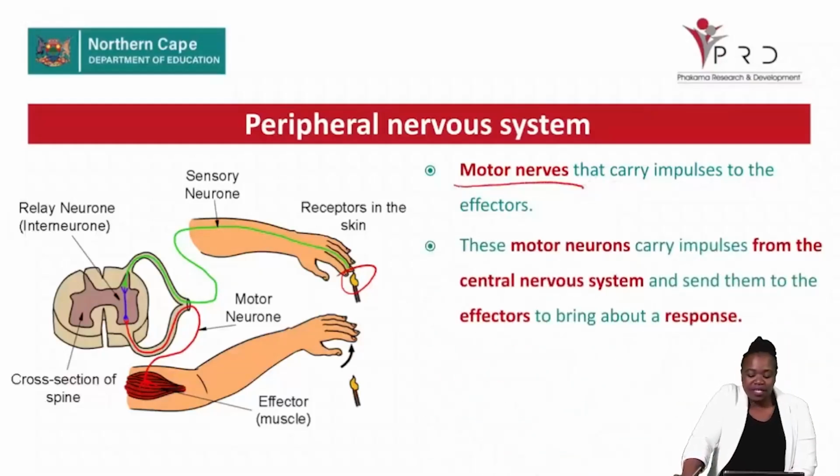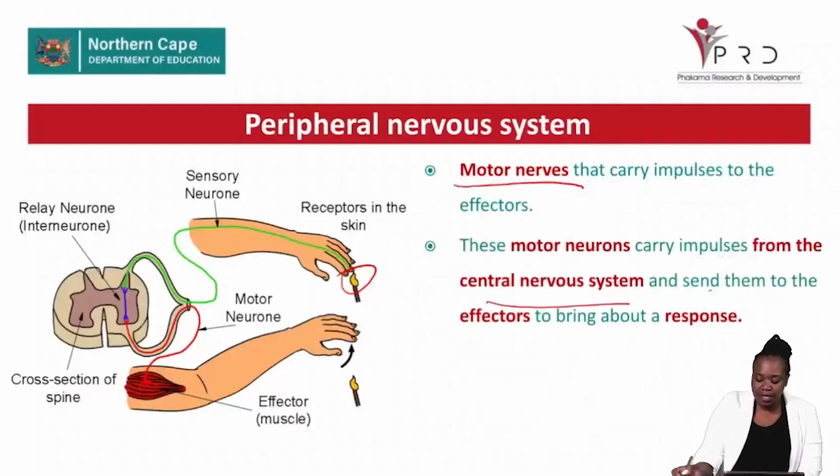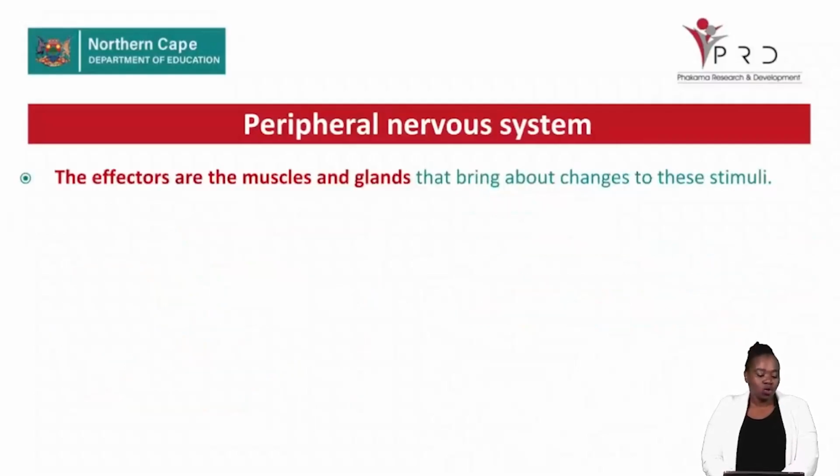Like I said, the effectors are the parts that react. They're the parts that would contract or relax in order to react. So if you are moving your hand away, that part of your hand would now be your effectors. The motor neurons would carry impulses from the central nervous system and send them to the effectors to bring about a response, or to bring about a change.